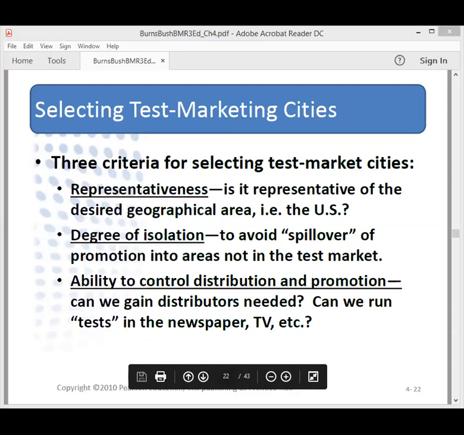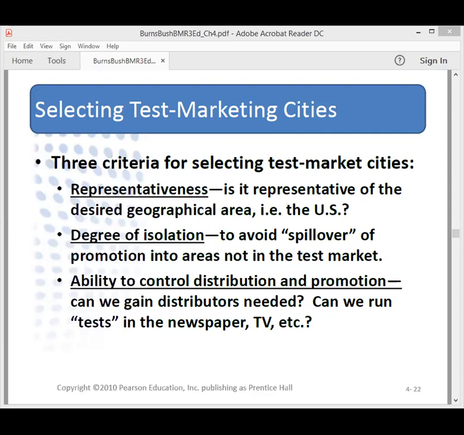So there are three criteria for test market city selection. Does the city represent the desired geographical area? Is the city isolated? So we don't want a spillover effect of the promotion into areas that are not in the test market. And finally, the ability to control distribution and promotion.